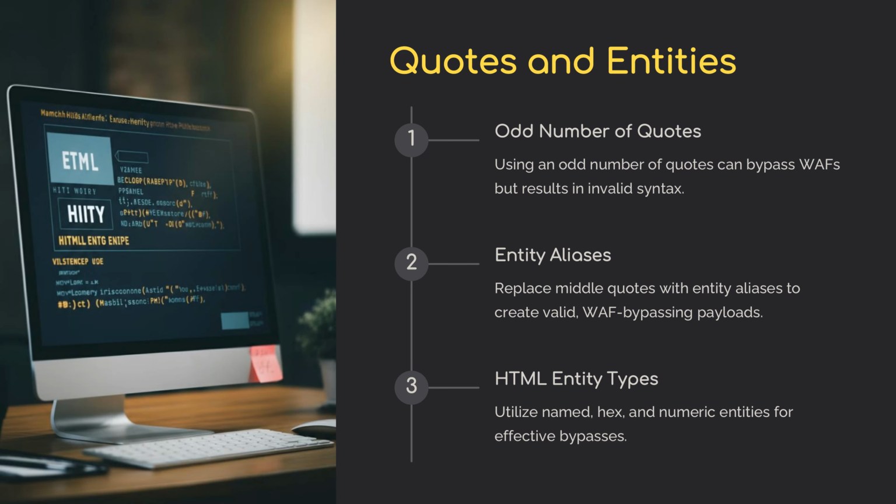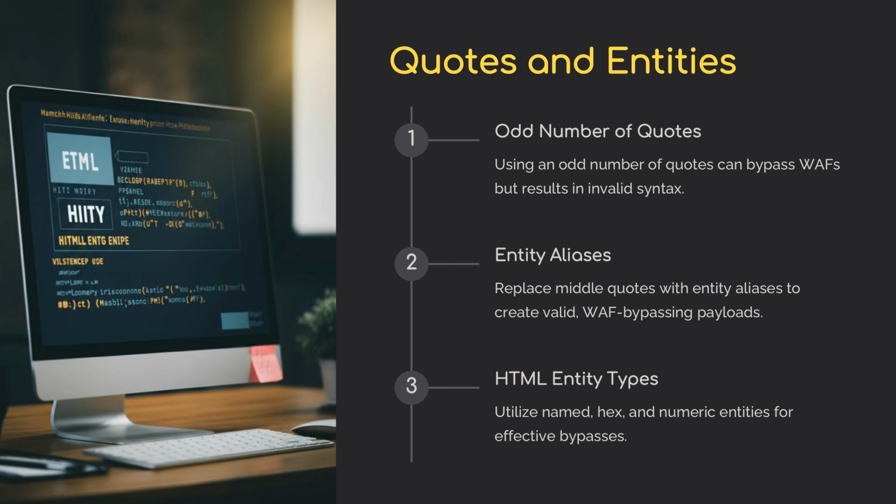This slide focuses on techniques involving quotes and entities for bypassing web application firewalls, or WAFs. The first technique involves using an odd number of quotes, which can help bypass these security measures but will typically result in invalid syntax within your code. To counteract this, one might incorporate entity aliases. By replacing middle quotes with entity aliases, it becomes feasible to craft a WAF bypassing payload that maintains valid syntax.